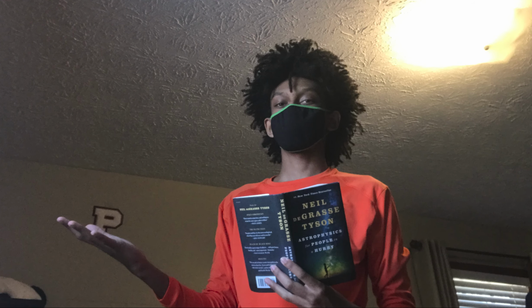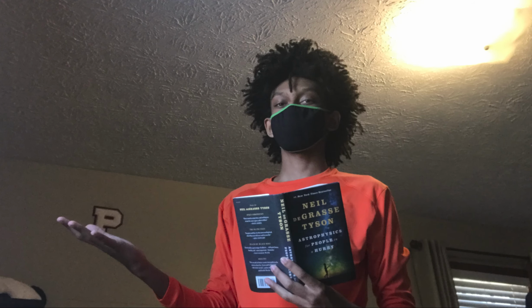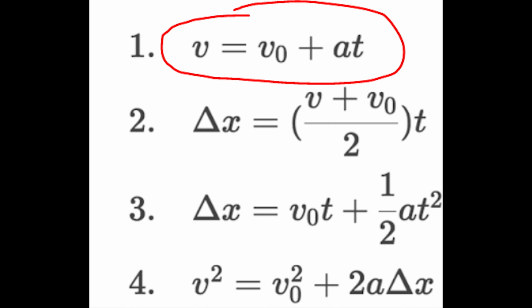We will also calculate the energies of the balls at the different heights using the potential energy formula, mass times gravity times height, and the kinetic energy formula of 1/2 mv squared. To find the velocity, we will use the kinematics equation: velocity equals initial velocity plus acceleration times time.